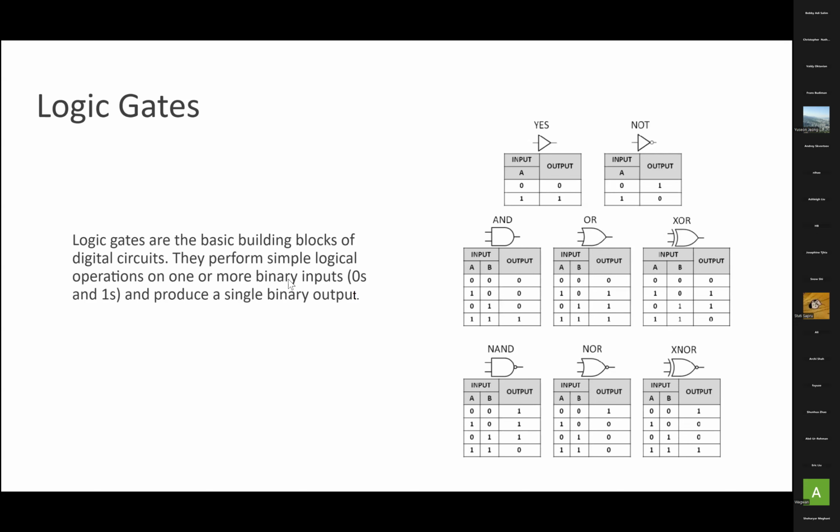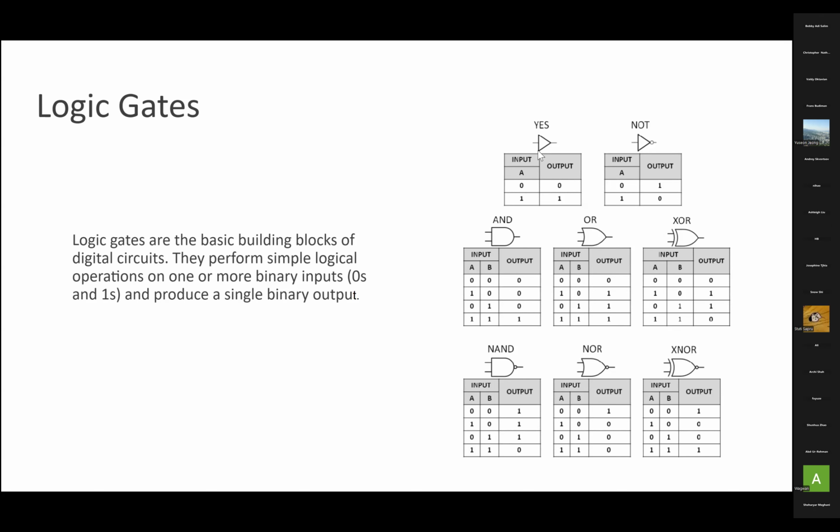Logic gates perform operations on one or more binary inputs and produce a single binary output. The first one is the buffer. I don't know why it's called that, but it's a buffer. It won't change the input; the output will be the same as the input. But it will be useful for parts of memory later on.